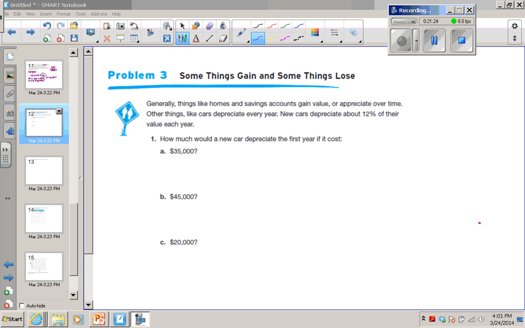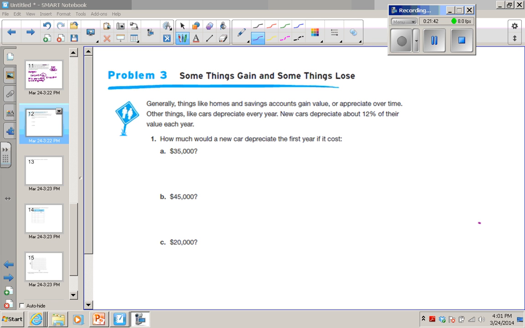All right, last but not least, we have problem 3. Some things gain and some things lose. So generally things like homes and savings accounts gain value, or appreciate, over time. Other things like cars depreciate every year.